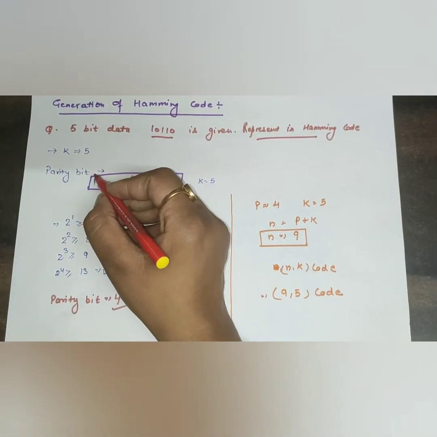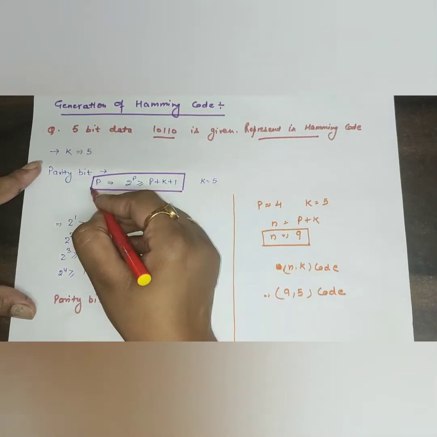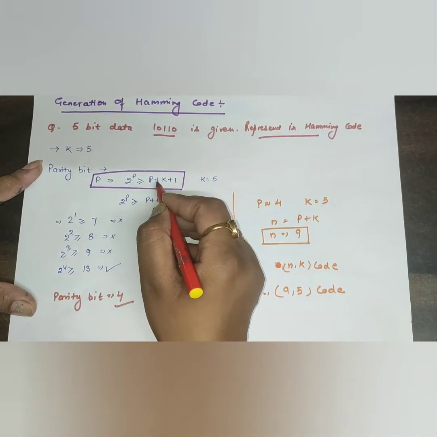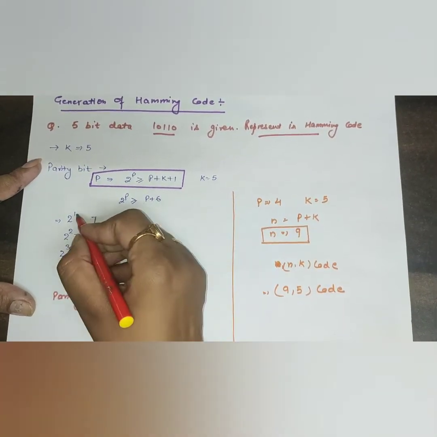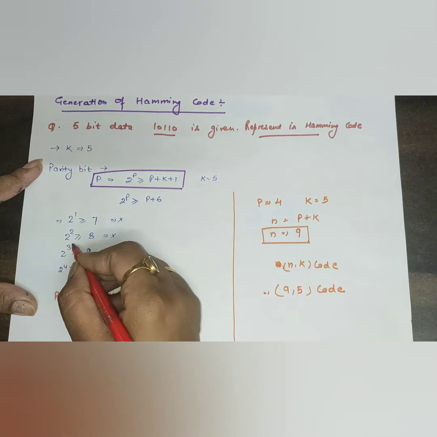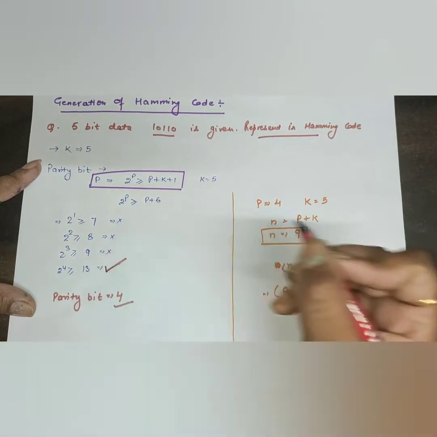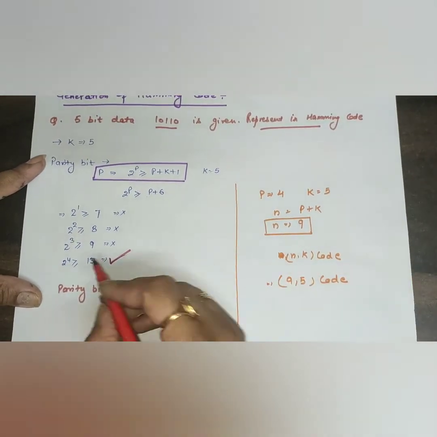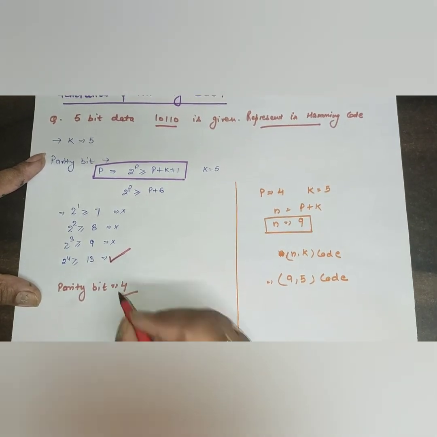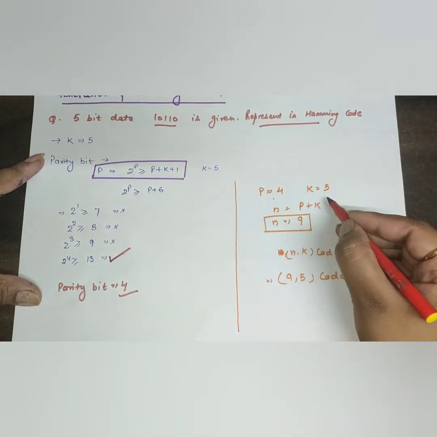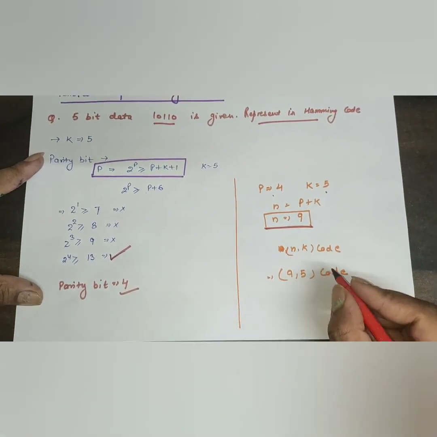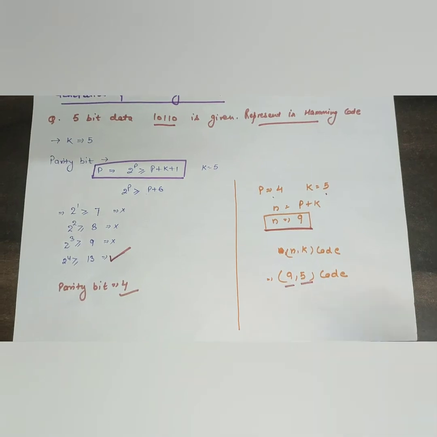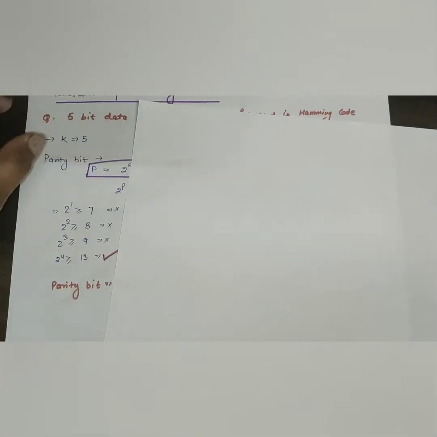Parity bits should be generated by this equation: 2 to the power p greater than or equal to p plus k plus 1. So k equals 5, so p plus 6. Here 2 to the power 1, 2 to the power 2, 2 to the power 3, 2 to the power 4. Only this condition is satisfied. So here parity bits are 4, and k equals 5. The total message bit is 9. So here is a 9-5 code. So we will explain how it can be done.